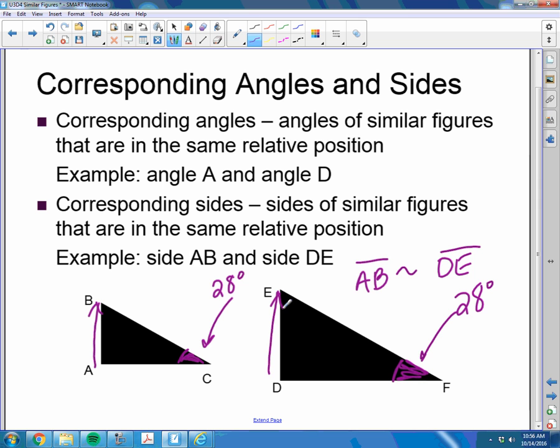We're going to table this in just a second, but what I do want you to understand is that when we have similar figures, they're exactly the same shape, they've just been enlarged or reduced. But the angles remain the same. So the statement that you'll see on the test is: the corresponding angles of similar figures are blank. What would be the blank? Corresponding angles of similar figures are congruent.